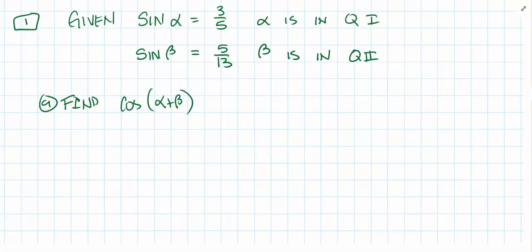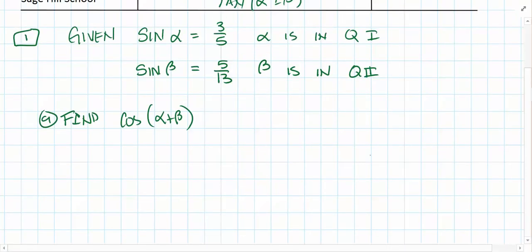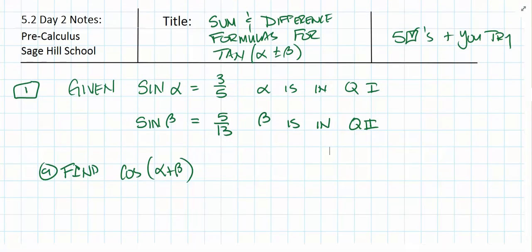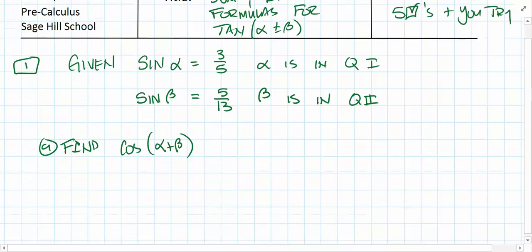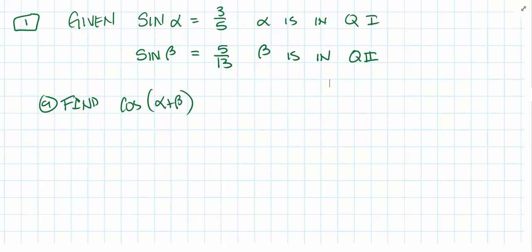All right, so this is a typical trig problem. You're going to be given some information, right? Sine of alpha is 3/5, and alpha is in quadrant 1. Sine of beta is 5/13, beta is in quadrant 2, and for the first part, we're supposed to find the cosine of alpha plus beta.